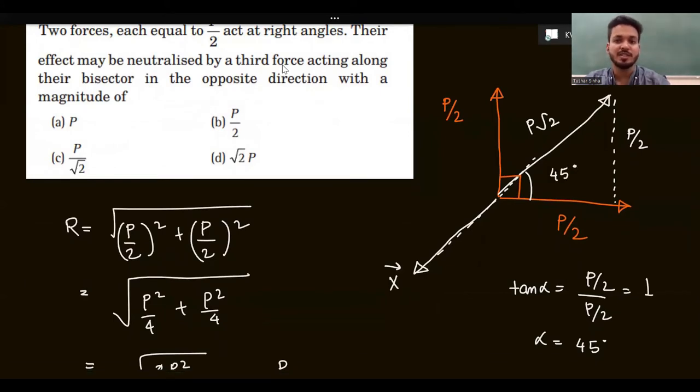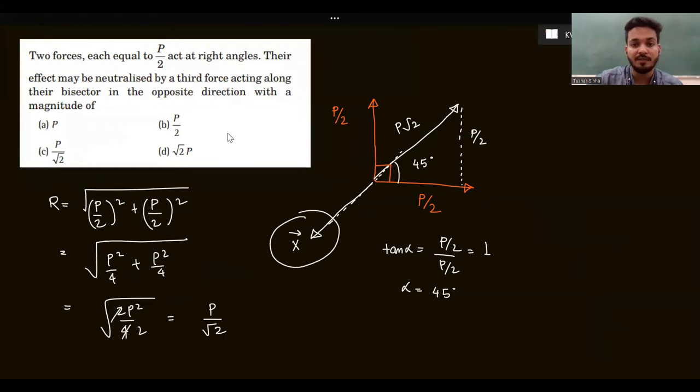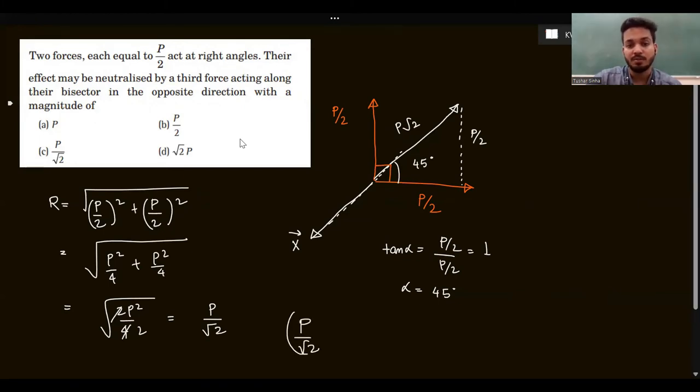Now in the question they're asking, what should be the magnitude of this X vector so that it cancels out this entire thing? That means the addition of P by root 2 and this X vector needs to be zero. The answer is the X vector should also be equal to P by root 2. When X is equal to P by root 2 and they are in opposite directions, they will just cancel out and make this zero. That is exactly what is asked in the question. This fancy word neutralize just means the sum of all the vectors should be equal to zero.